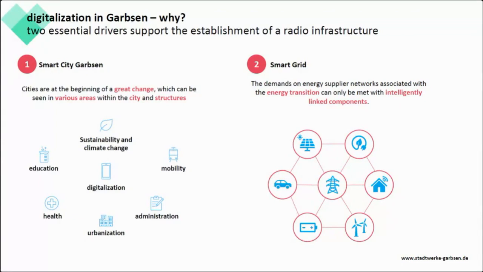To promote these topics, we founded an organization called the Diginauten here in Garbsen that is willing to push digitalization forward. On the other hand, you all know the background of the so-called energy transition. This transition places demands on the energy supplier networks that we can only deal with using intelligently linked components, for example, in transformer stations. And because of these two perspectives, we are dealing with the construction of a radio network.